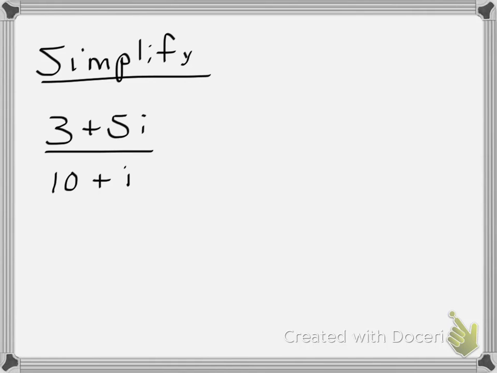Hello everyone. In this video I'm going to be looking at simplifying complex numbers, in particular dividing them, which in this case comes in the form of a rational expression, 3 plus 5i over 10 plus i. This is referred to as, or at least I refer to this as the second type of dividing by complex numbers. The first type is where I have a single term in the denominator with an i. The second is what we see here, where I have two terms in the denominator, one of which has an i with it.